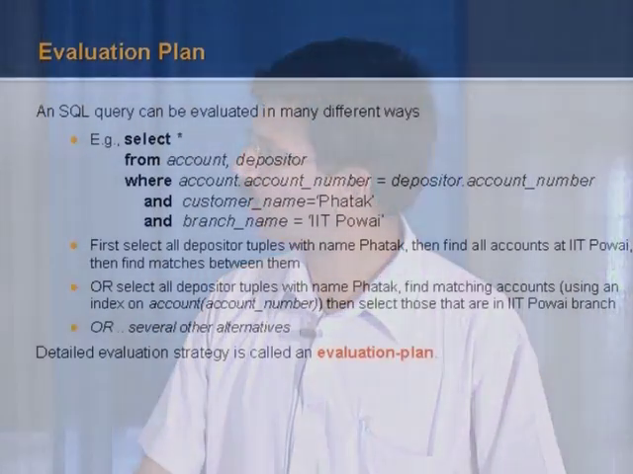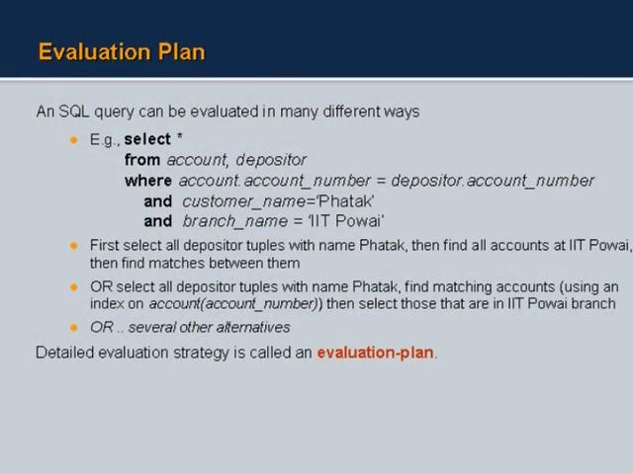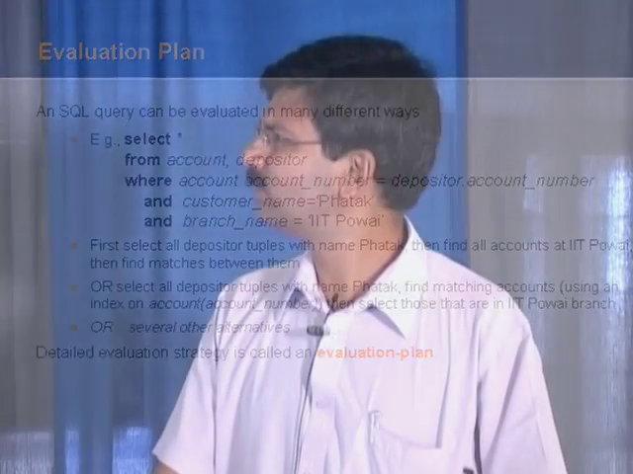That is one option. Another is first take customer name Fatak, use an index on depositor to find matching records. Then use an index on account number of the account table to find all the accounts of Fatak. This is maybe how you would do it in COBOL. Right? You have index files, so you fetch from the file using that index. And then among those accounts which you retrieved, see if the account was in IIT Powai, and if so, output it, otherwise throw it away. And there are many more strategies. But just take these two alternatives.